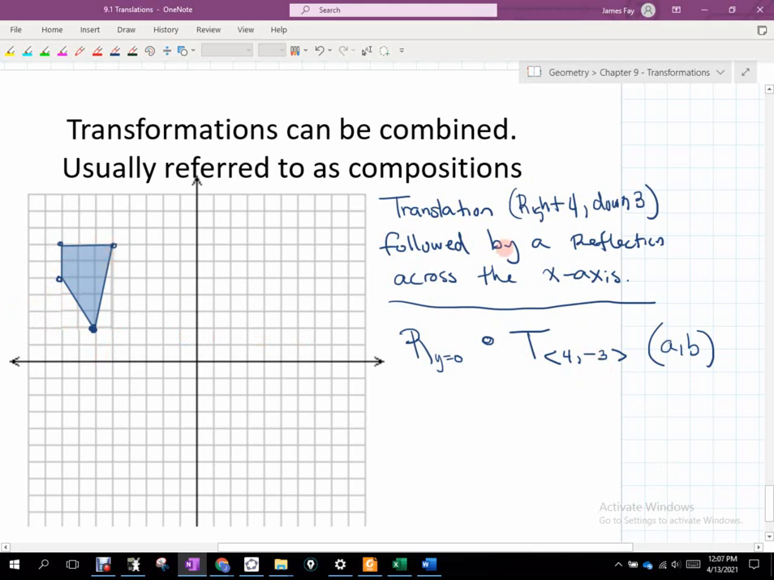Okay, now read this. Translation right 4, down 3 followed by reflection across the x-axis. When you read this, and you read it left to right in this scenario, would that make you think that you're doing the reflection first? Okay, and it's reverse. Okay, what happened? This open dot right here is the word composed with, or the phrase composed with, or we can just change it to the word composite, so reflection, composite, translation.